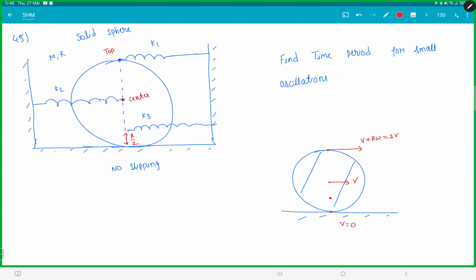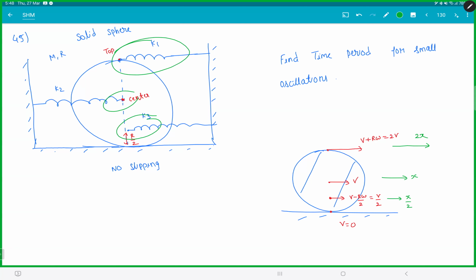Then what will be the velocity of this point here? This will be v minus r omega by 2, that means v by 2. So what does it mean? If the center moves by x, the topmost point will move by 2x, and this point will move by x by 2. Is that making sense? So every spring will not compress or elongate by the same amount. If you move the center of the sphere by x, the upper spring will compress by 2x, the lower spring will compress by x by 2, and the center spring will stretch by x.